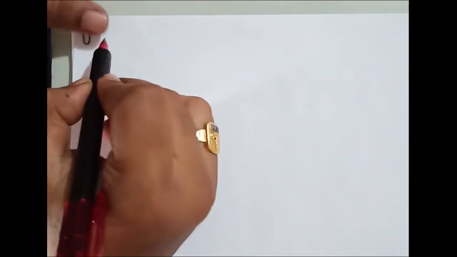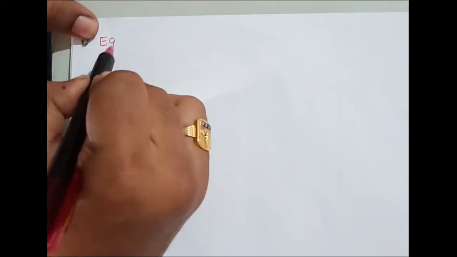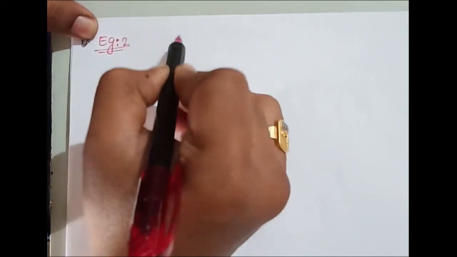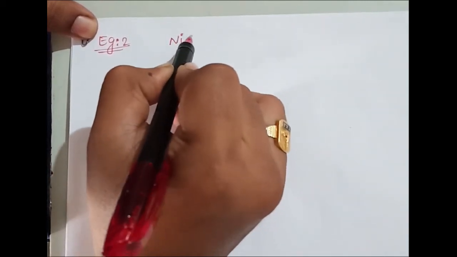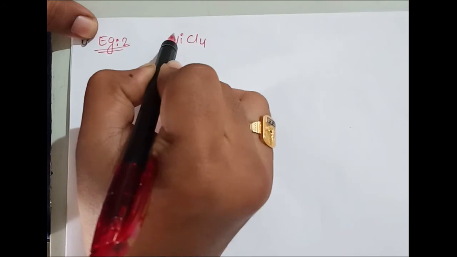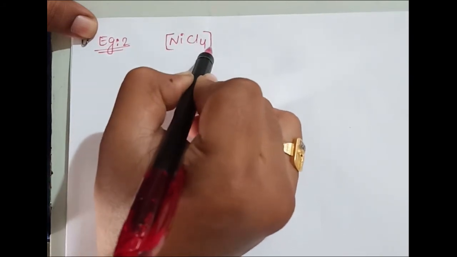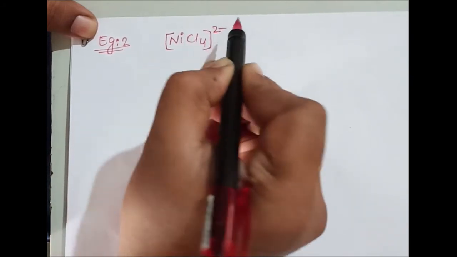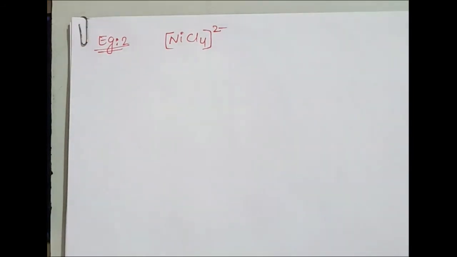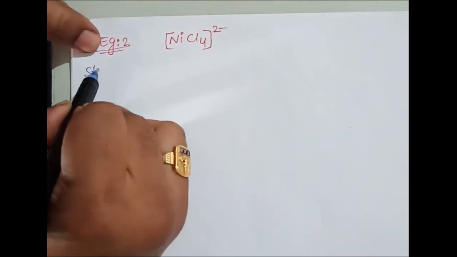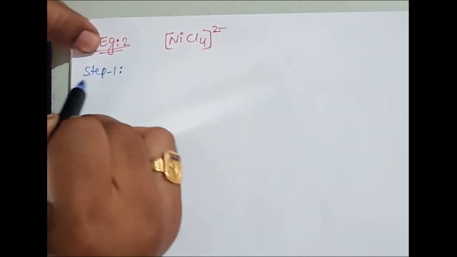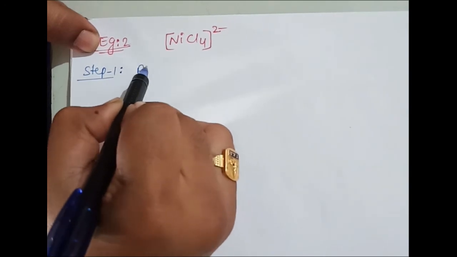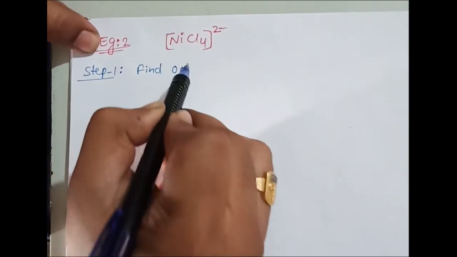Now example number 2, it is NiCl4 2 minus. Now in examination they ask to write its hybridization and structure. Yes, you have to remember the steps. What is step 1? Find the oxidation number.